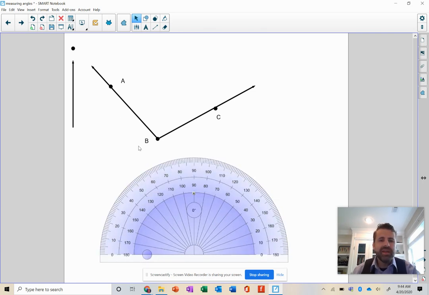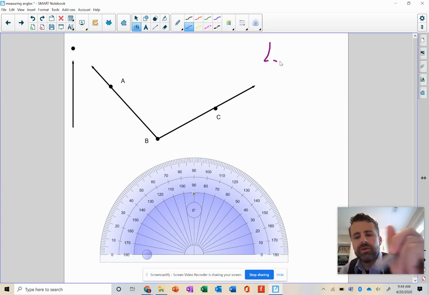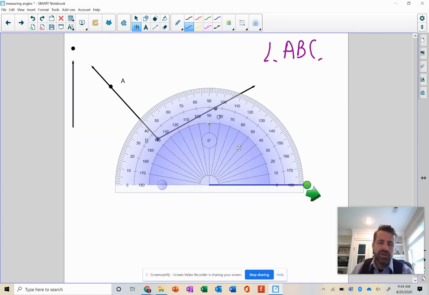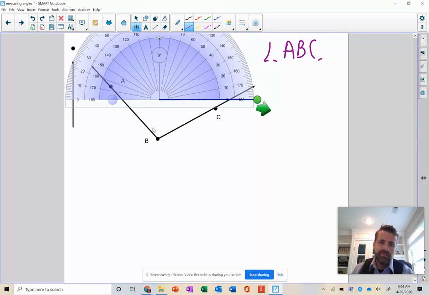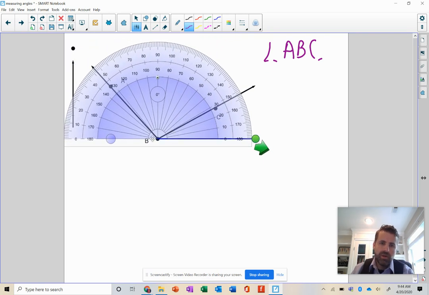So here we've got angle ABC again. But this one looks a little bit different, doesn't it? So I'm going to write, sorry for my hand going in front of the camera a little bit. Okay, so there's angle ABC again. We're measuring this angle in here. And so I'm going to move my protractor. That's the first step, move my protractor, so that the vertex, which is B still, lines up with that middle point on my protractor. Okay, but here's the problem.